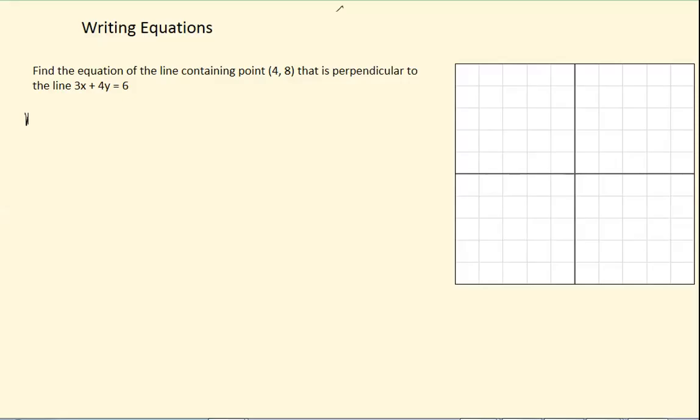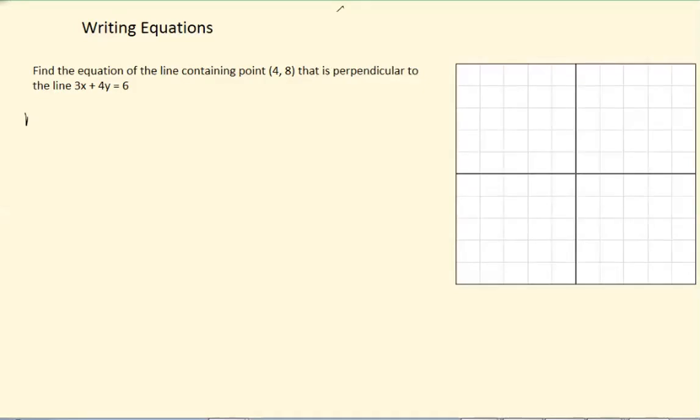Okay, got another example here. Going to write some equations. This one has, given that there's, we want this equation to have a point 4, 8, and we want it to be perpendicular to this line.